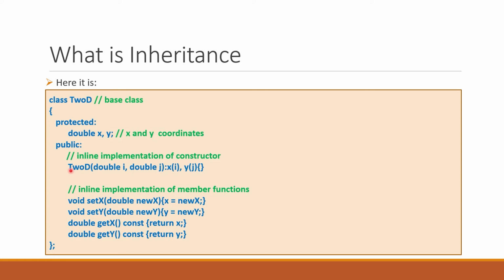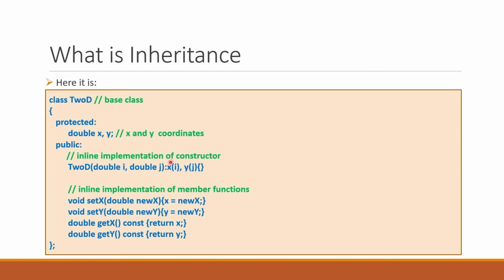So here we have a 2D constructor. Notice here it's a constructor since it has the same name as its class. It takes two parameters, i and j. And then we have a colon here. And we have a function call that says x, and we pass it i. And then we have another function call y, and we pass it j.